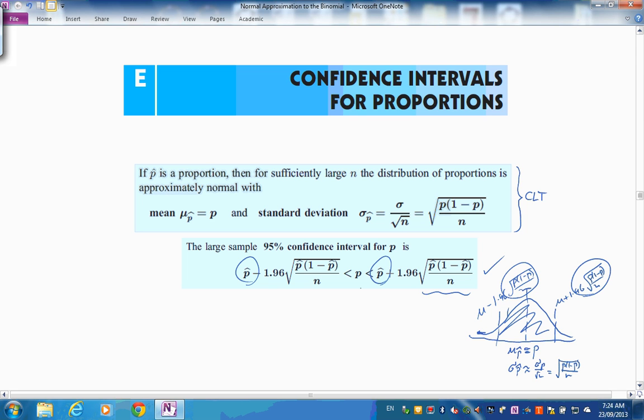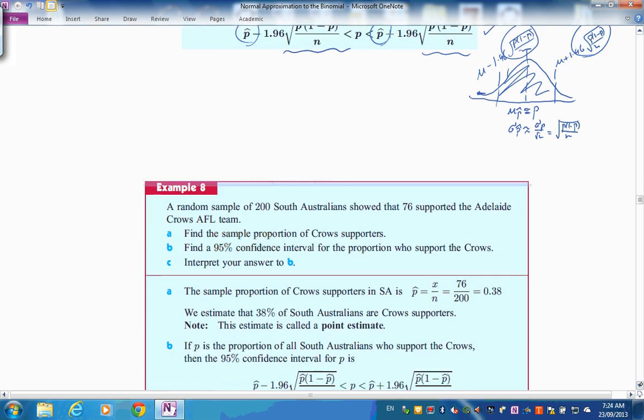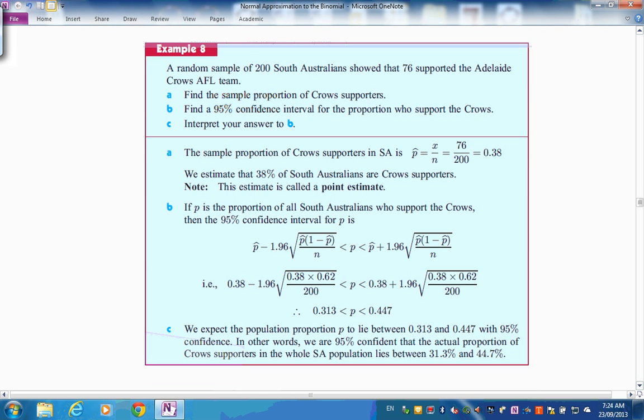Just watch the sigmas. Okay, and with the central limit theorem, remember it's the sigma of the population divided by root n for the means. Okay, let's do some. You'll be pretty good at this because it's just a repeat of what we've done before.